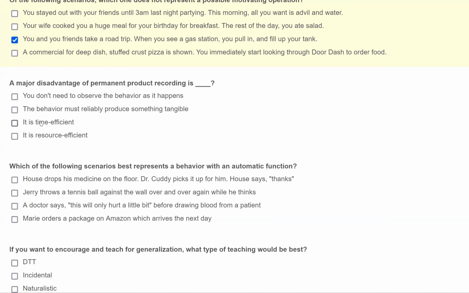Is permanent product time efficient? It is. You don't actually have to see the behavior occur. Is it resource efficient? It is. You can be doing other things. Your staff can be doing other things. Your BCBAs can be doing other things. While the behavior is occurring, all you're worried about is the product. So a major disadvantage is going to be the behavior must reliably produce something tangible in order to record it using permanent product.